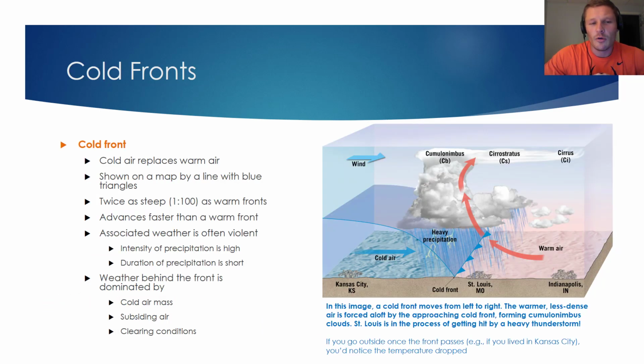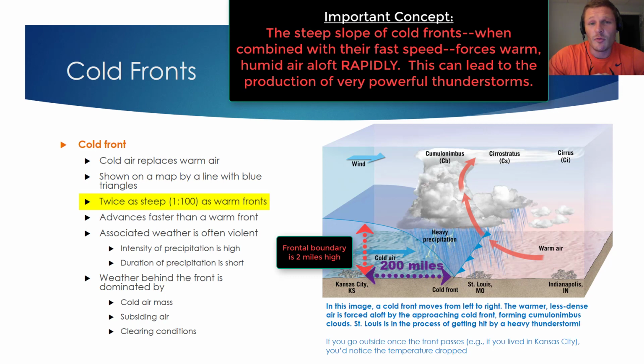Now I'd like to overview cold fronts. Cold fronts occur when cold air replaces warm air. On a map, a cold front is shown by a line with blue triangles, as shown in the image here. Cold fronts are twice as steep as warm fronts. That cold air is acting as a wedge, and if it's forcing warm, moist air aloft, you can see the formation of some very powerful storms.